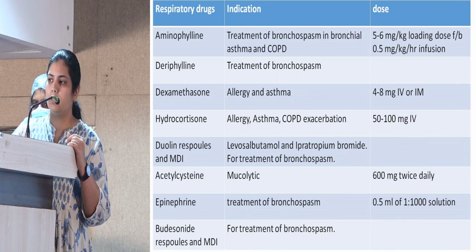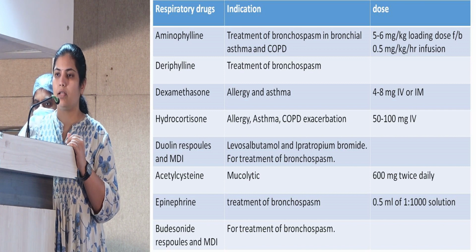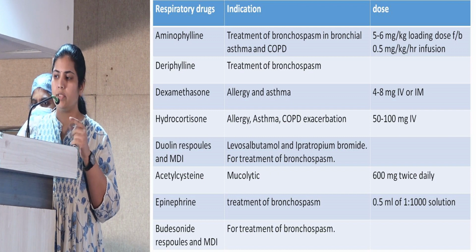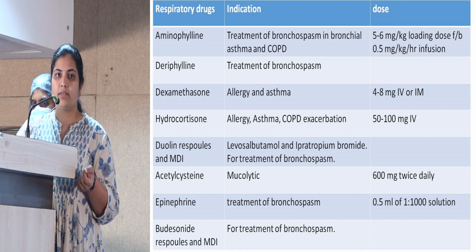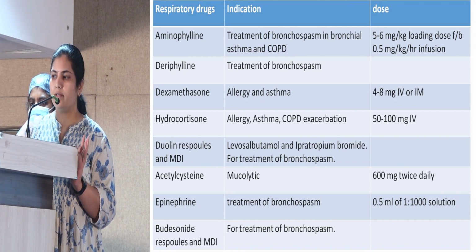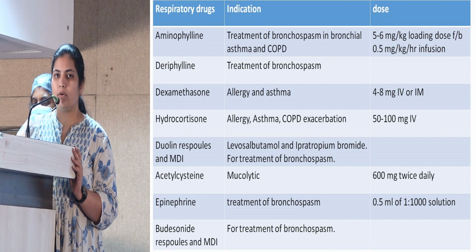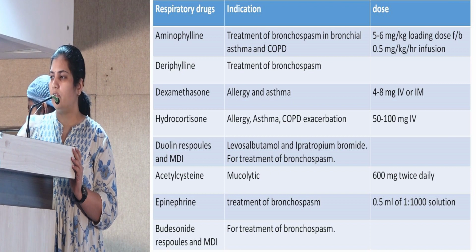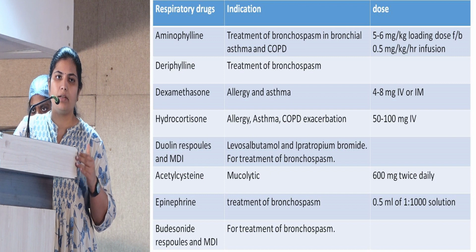Then respiratory drugs. Respiratory drugs are aminophylline, deriphyllin, steroids like hydrocortisone, dexamethasone, then metered dose inhalers and respules like Duolin, Budecort, then acetylcysteine, which is Mucomix. All these are respiratory drugs. So deriphyllin and aminophylline IV are used for severe bronchospasm in bronchial asthma and COPD. And dexamethasone 4 to 8 mg IV or IM can be given when there is urticaria, allergy and asthma.